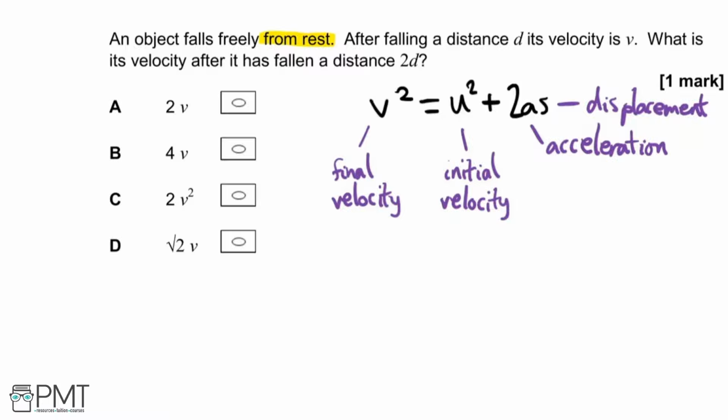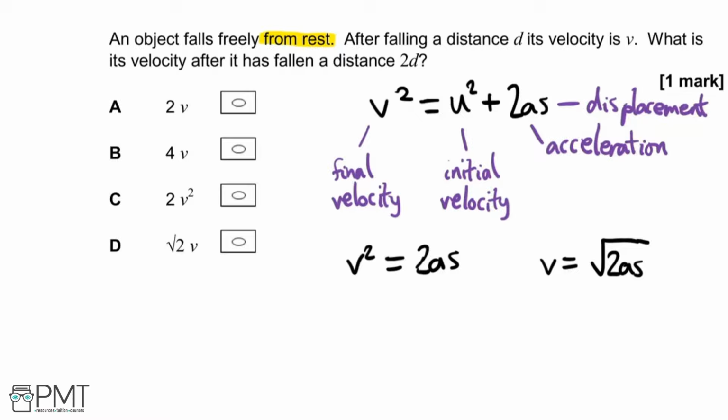Now we can make this equation a lot simpler. As you can see, I've highlighted there that it's falling from rest, so actually the initial velocity is going to be 0. On that basis, we can say that v squared equals 2as. And we can also say that v is equal to the square root of 2as.